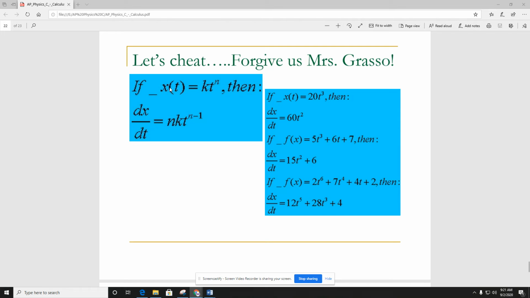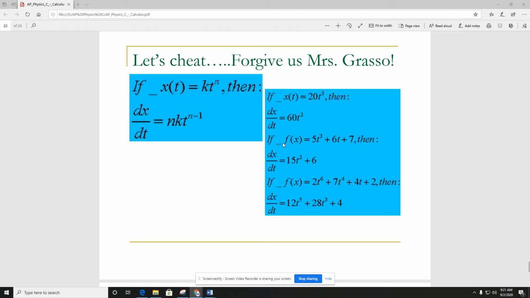So if we have an equation for the position with respect to time as kt to the n power, remember k is just a constant, so if there was a number there, then that would be in place of k. Then the derivative is just this whole quantity right here multiplied by n, and then we just reduce that power by 1. Okay, so here's some more examples. If the position of x with respect to time is 20 times t cubed, multiply the 20 by 3, which gets you 60, subtract 1 from the 3, which gets us t squared.